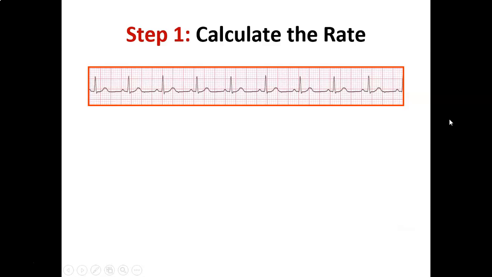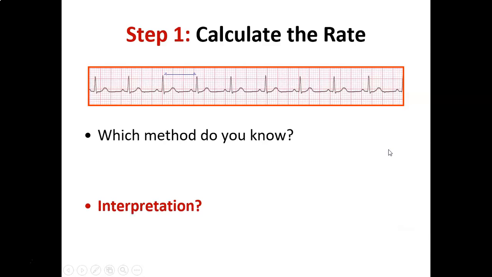Okay, look at this rhythm strip, and will you calculate the rate? There are different methods we have already learned. So the rate in this rhythm strip is 90 to 95 beats per minute. As this is a regular rhythm, you can take the number 300 divided by the number of big boxes between two RR waves, like 1, 2, 3, and 3.5. So the approximate heart rate is 90 to 95 beats per minute.